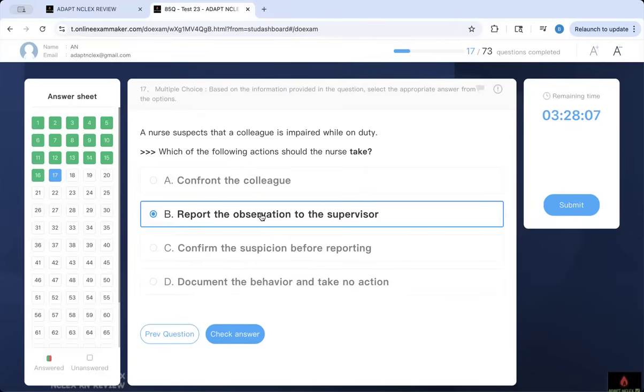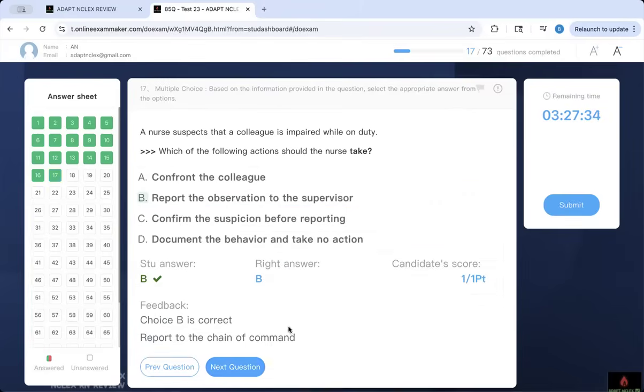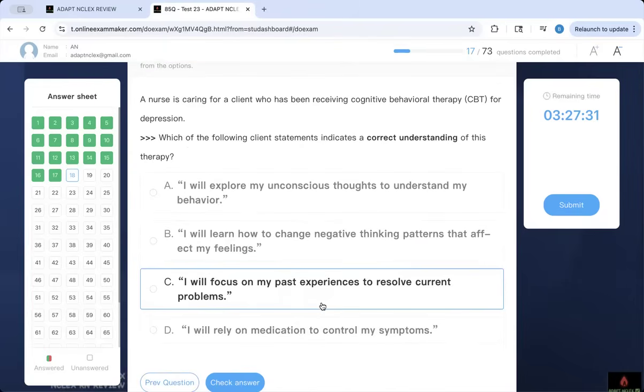If the nurse is going to give the medication right away to the patient and they're impaired and they're going to cause harm, you confront the nurse. Right now, you know that they're impaired. They're not administering any medication. They're not going to cause any problem. You follow the chain of command. So A, you confront them if it's right at the point they're giving something to the patient and you know they're impaired. You should not confirm the suspicion before reporting. You don't need to. And you document the behavior and take no action. That means you're causing a problem. Bad things can happen.